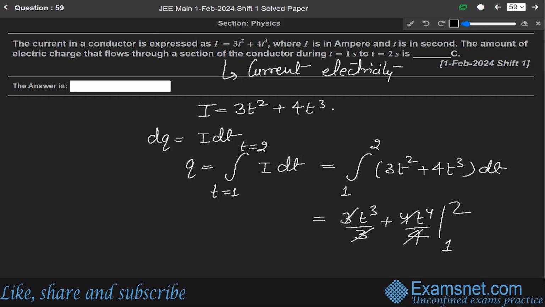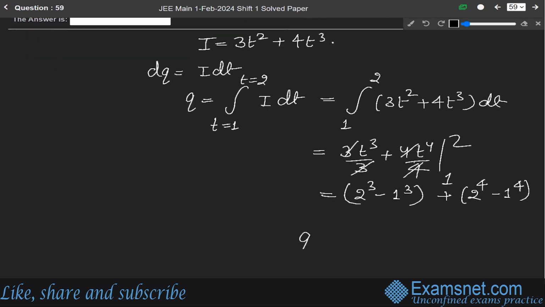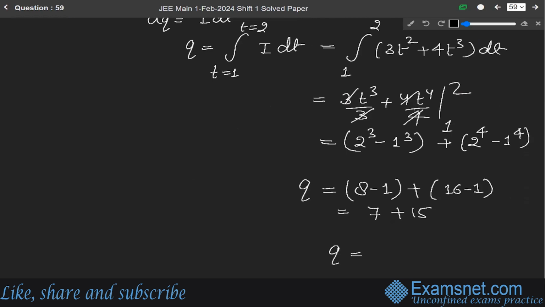The 3s and 4s cancel, and putting the limits we get 2 cube minus 1 cube plus 2 power 4 minus 1 raised to the power 4. So it will be equal to 8 minus 1 plus 2 to the power 4, which is 16, minus 1. So it will be equal to 7 plus 15. So Q will be 22 coulomb. So the value of charge is 22 coulomb.